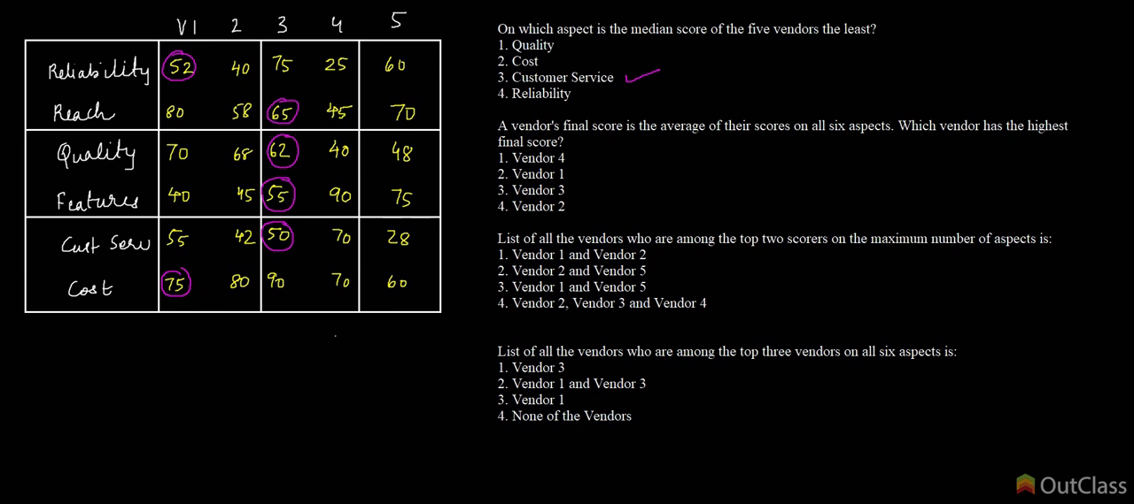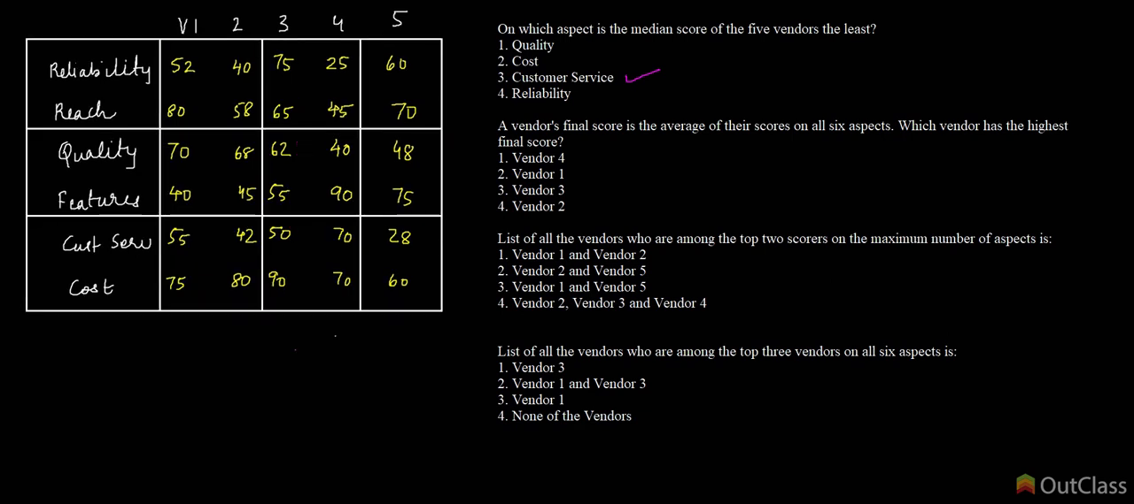Let's look at the second question. The second question is asking: a vendor's final score is the average of their score in all the 6 aspects. Which vendor has the highest final score? Who has the highest average? Clearly everybody's average is 1/6 of their sum, so the highest average will correspond to the highest sum. So we just need to find the sums and see who is the highest of the sums.